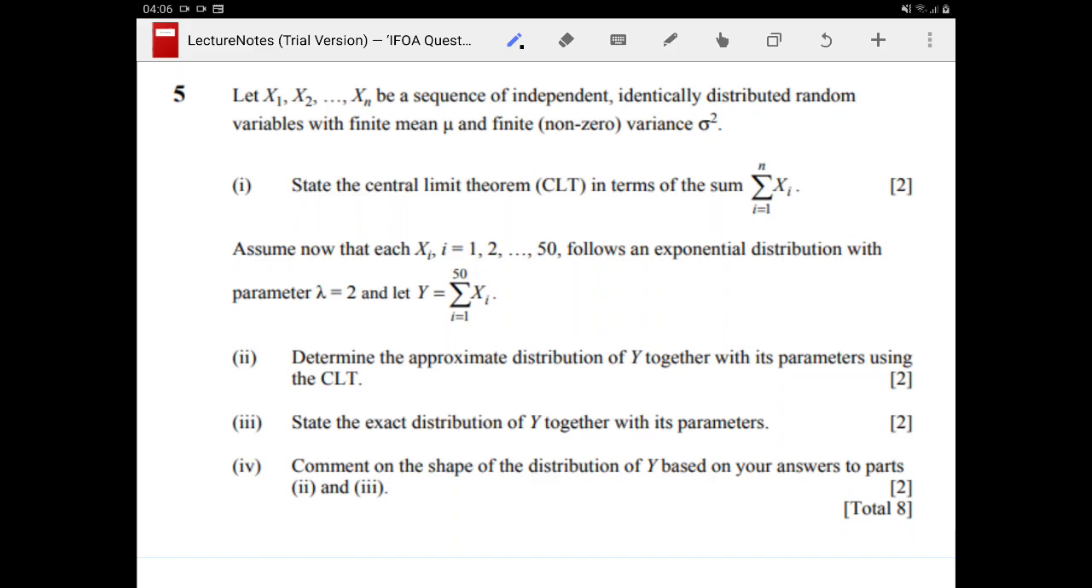The third part says, state the exact distribution of Y together with its parameters. And the last part is, comment on the shape of the distribution of Y based on your answers to parts 2 and 3. So I'm going to let you pause the video and attempt it on your own time, and then you're going to come back and we'll go through the answers together.